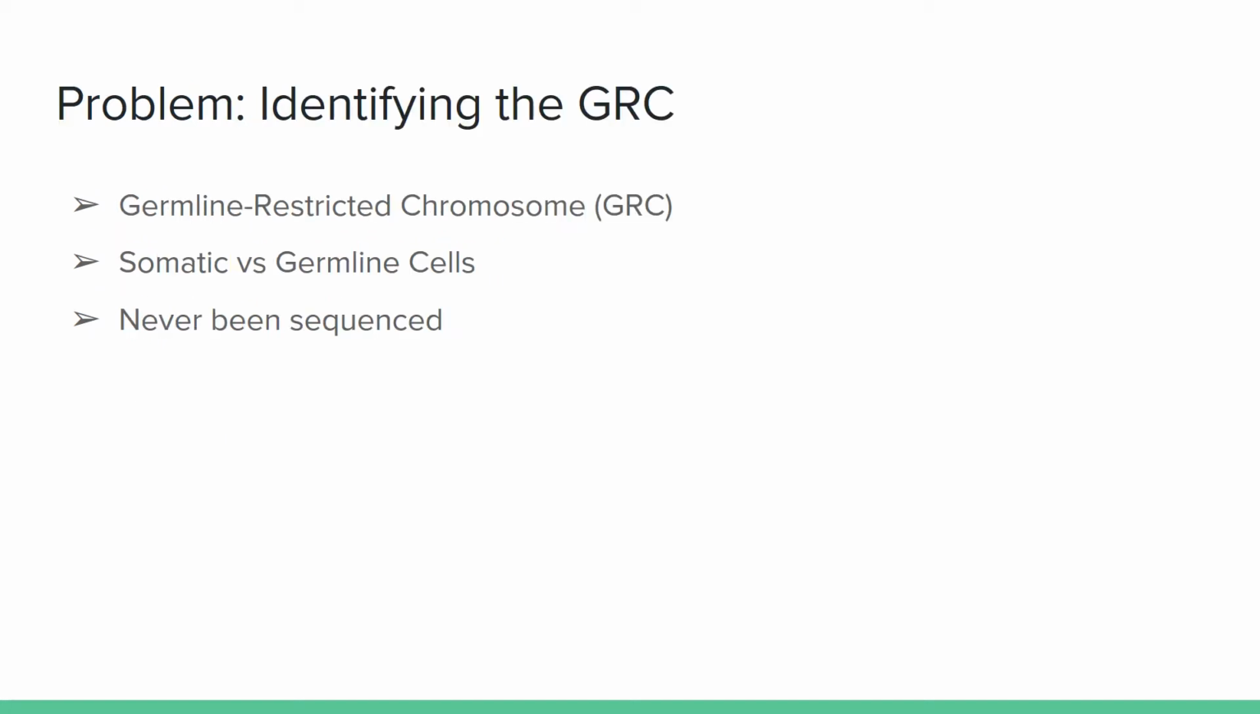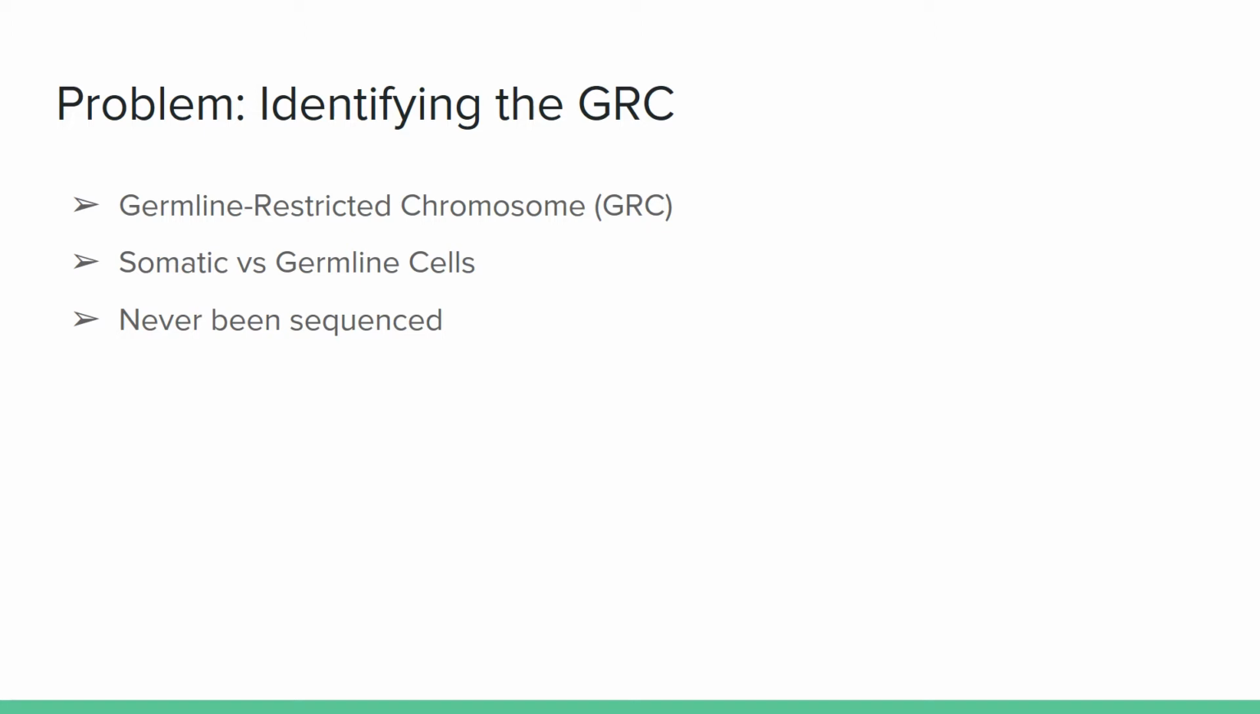The problem we faced was identifying something known as the germline-restricted chromosome, or GRC. The GRC is different than what most people think of with chromosomes, because in biology class you were taught that every chromosome in every cell is the same. Right? DNA is about the same, you have the same number of chromosomes everywhere. But this isn't true in all animals.